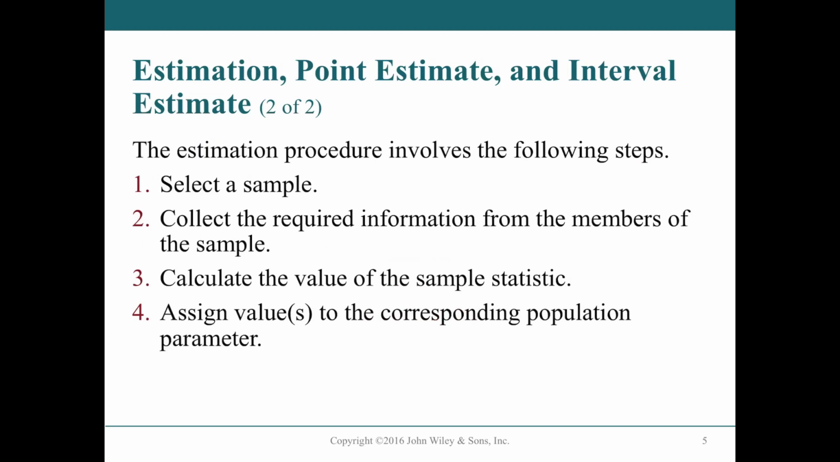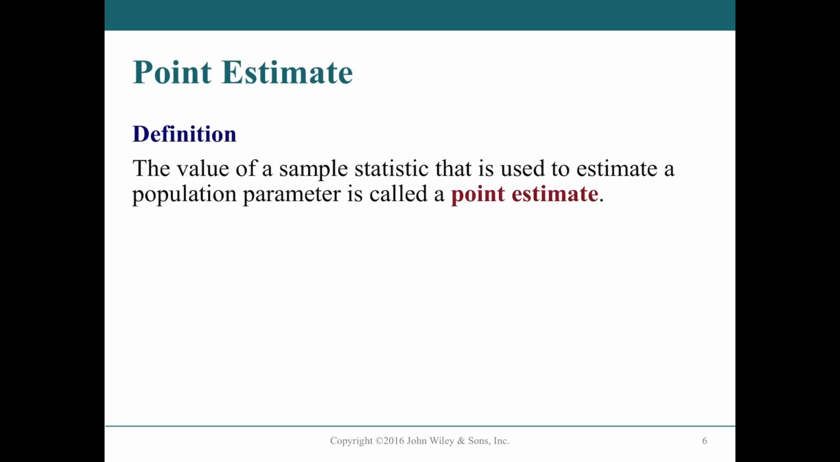And so the procedure, which was covered in chapters we did not get to in the beginning of the class, we had stuff that wasn't necessary for us. This is about all we need for our class. The idea would be select a sample, a representative sample. Convenience samples are almost never good enough, but there are many other types of samples, random samples. Collect the required information from the members of the sample, calculate the value of the sample statistics, such as X bar, and assign values to the corresponding population parameter, such as mu.